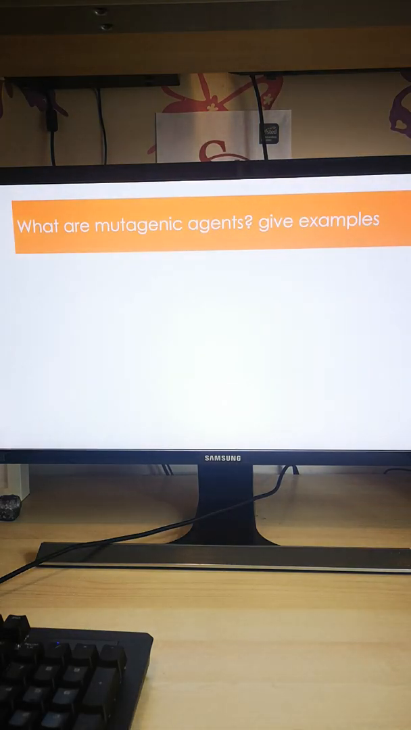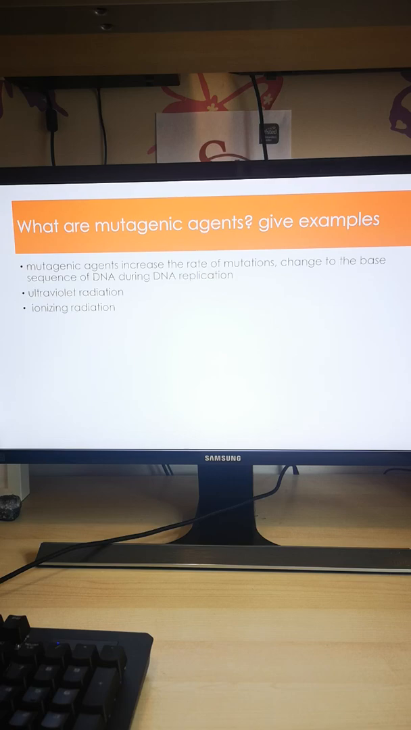Can you give me some examples? You'll need to pause while you write this down. It'll take you a minute or so. Okay, are you ready to review? Mutagenic agents increase the rate of mutation, which of course are changes in the base sequence of DNA during DNA replication. So they're anything that increase the rate of that happening. What about UV light? What about ionizing radiations, like gamma radiation, or a named chemical like benzene?